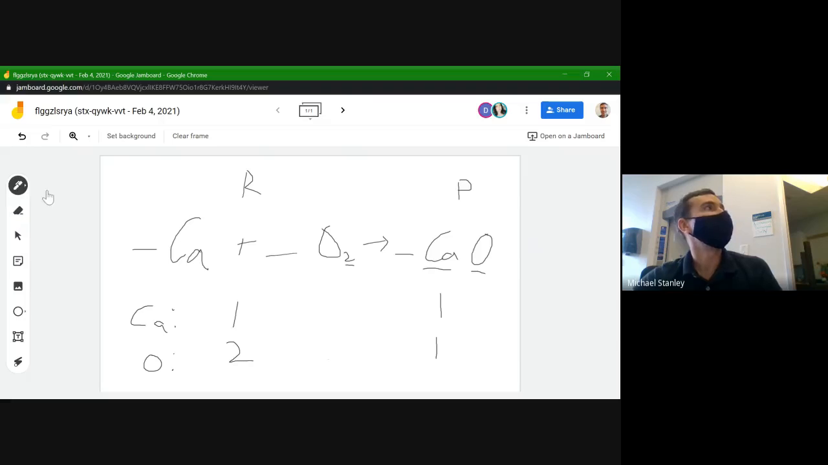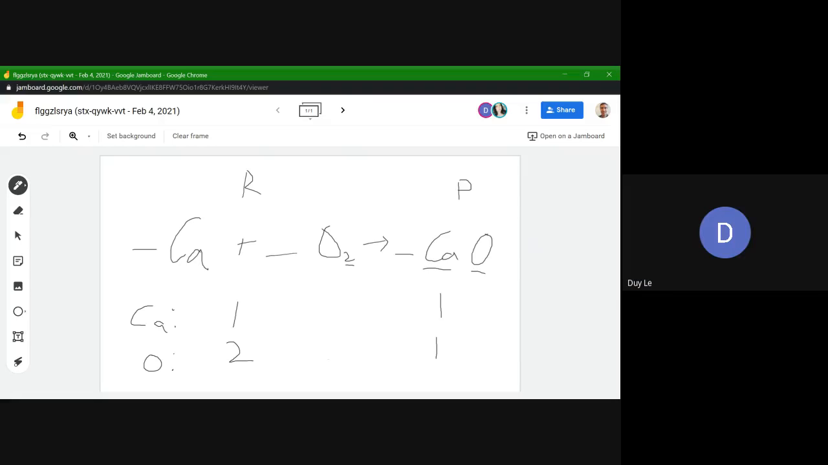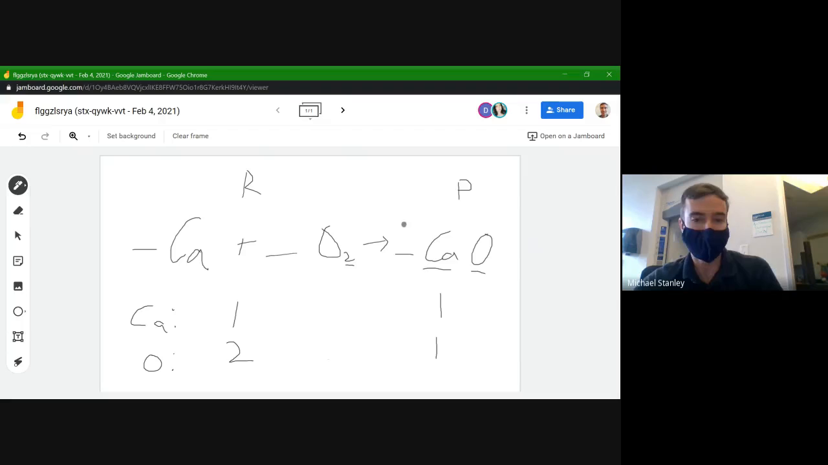So I'm thinking that if we have 2 oxygens already on the reactant side, maybe we can somehow get 2 oxygens on the product side. So what can we do with this compound up here to get 2 oxygens? I think we put a number 2 on the later oxygen. So we can put a number 2 here in the front in the coefficient spot. So now we have 2 oxygens.